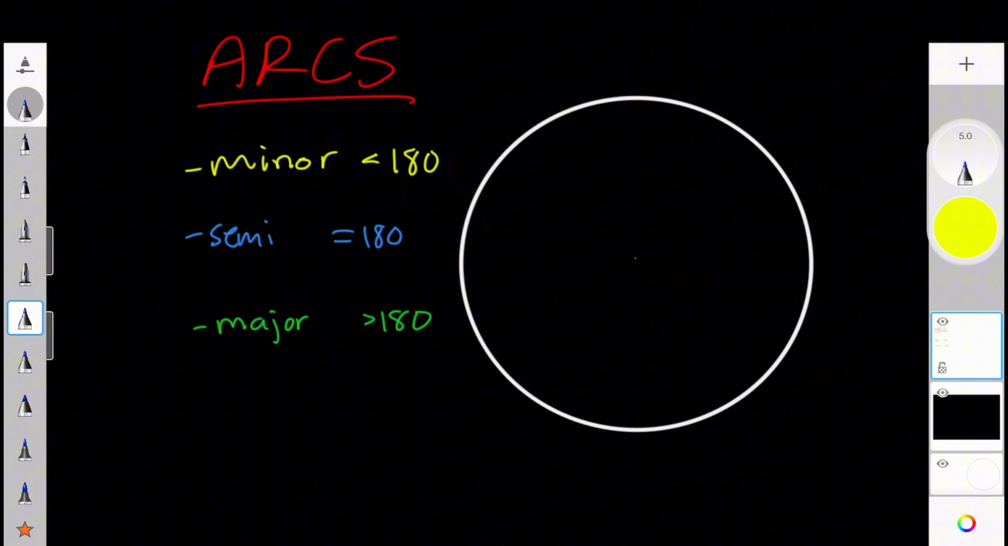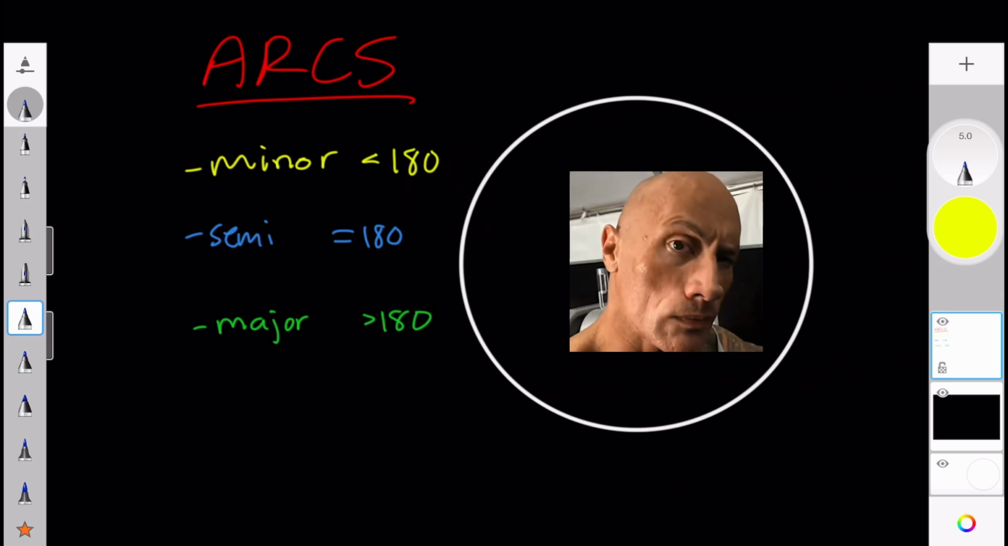As you know, minor means small. Like, that's a minor PC you got there or something like that.